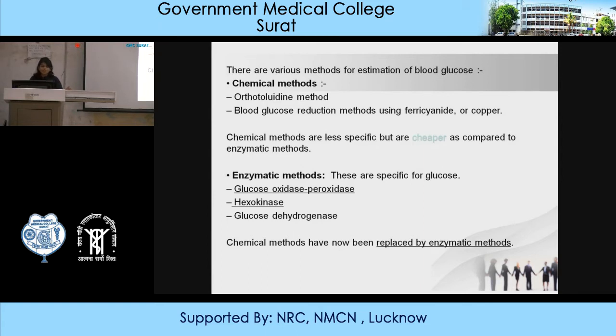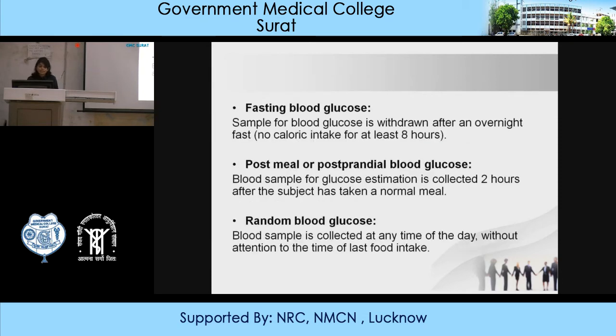Some theoretical knowledge about which are the chemical methods: orthotoluidine method, blood glucose reduction method using ferricyanide or copper. And some enzymatic methods are GOD-POD method, hexokinase method, and glucose dehydrogenase method. Okay. Now let's go in detail about this thing that we already talked about, FBS, PP2BS and RBS.